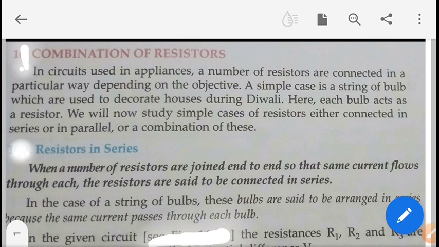A simple case is a string of bulbs which are used to decorate our houses during Diwali. Here each bulb acts as a resistor. We will now study simple cases of resistors either connected in series or in parallel or a combination of these.